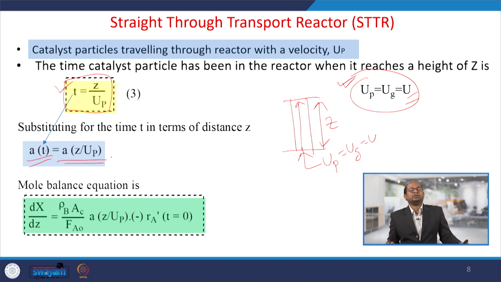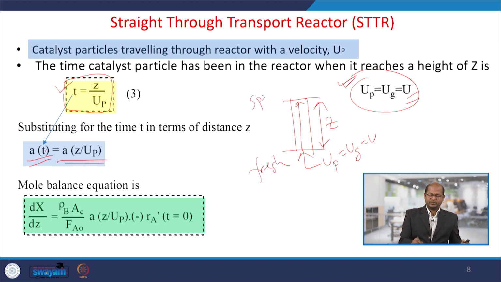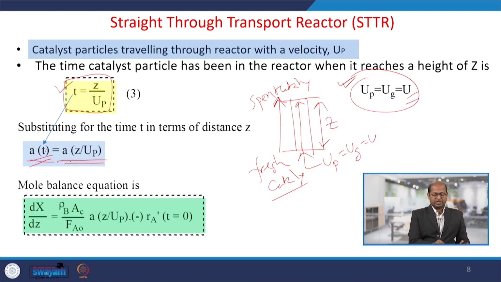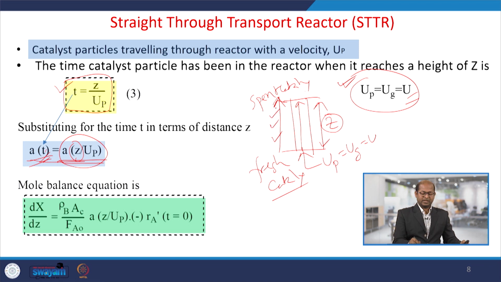So, we can write activity in terms of height. If fresh catalyst is there at the bottom, spent catalyst would be at the top. Spent catalyst is moving here, and fresh catalyst enters from the bottom of the reactor; reactions take place, the catalyst slowly deactivates, and then the spent catalyst would be here. So the activity changes along the height. Earlier we expressed it in terms of time, now we are expressing it in terms of z, the height. The activity is different along the height and gradually decreases.